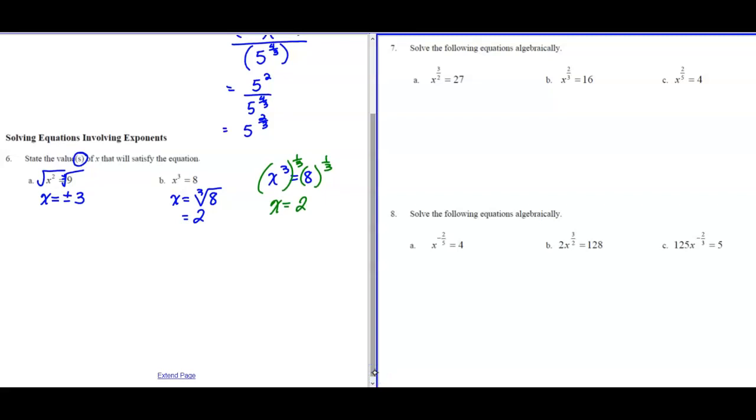Okay, so 7a, x to the 3/2 equals 27. Based on what I did in this one, the reciprocal of 3 was 1/3. The reciprocal of 3/2 is 2/3. Whatever you do to one side, you have to do to the other.